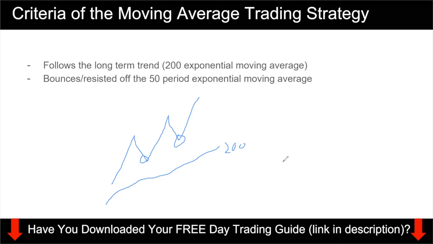The close of the previous 50 candles. Okay, so that's how a moving average works. So criteria number one is that you want to follow the long-term trend. In our definition, that is that price is above the 200 EMA.